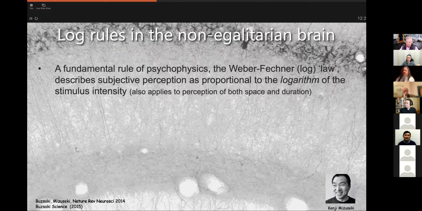In contrast, if we are looking for fundamental laws or fundamental rules in the brain, then there are not too many. This is not like physics, but at least we have one overwhelming rule in the brain. This is called the Weber-Fechner law, which describes our subjective perception as a log rule. And there were many, many attempts to show why this is the case. And it's not only for our perceptions, but it applies to almost everything, such as short-term memory, long-term memory, space, duration perception, and so on.